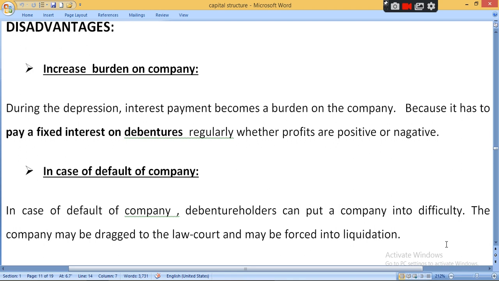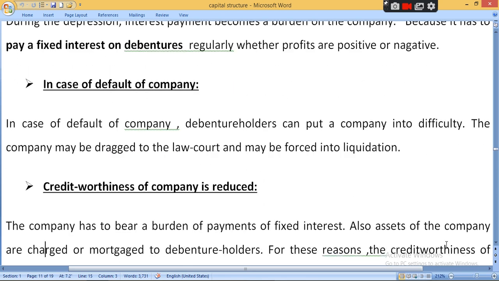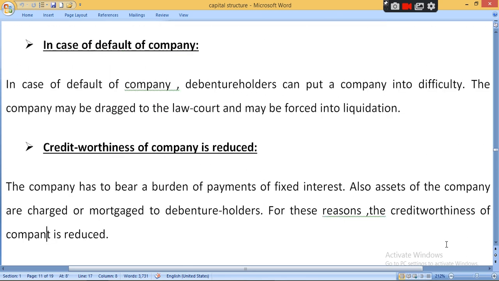If a company issues debentures, the company must compulsorily pay interest. If the company is not able to pay interest, it will be considered a default of the company, clear. In case of default, debenture holders can put the company into difficulty. Sometimes the company may be dragged into law court, may be forced into liquidation, clear. There are chances of closure if the company cannot pay interest regularly. Creditworthiness of the company is reduced.